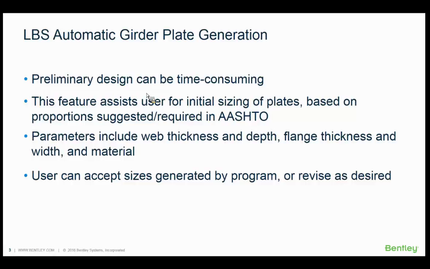Now, as far as the automatic girder plate generation goes, this is something new that was added to the member definition screen. Prior to this, you had to spend quite a bit of time inputting information about all the plate sizes for your girder. What we can do with this is greatly speed up that process and make some initial guesses at the sizes of those plates for you, based on proportions suggested and required within the AASHTO code. Things that we're going to take care of for you are the web thickness and depth, top and bottom flange thickness and width, and also a default material. You can accept these sizes or you can revise them and then have us perform the optimization afterwards.